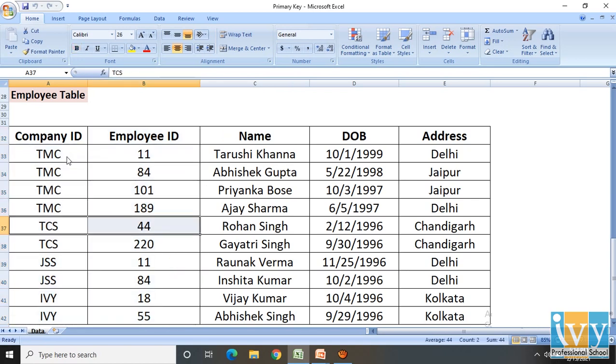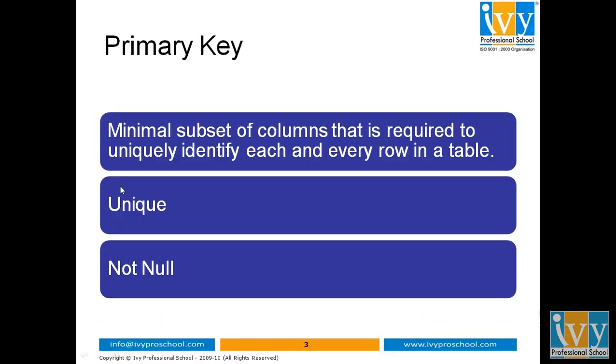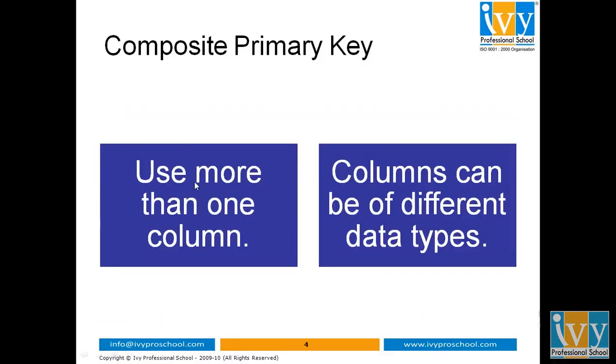Hence the combination of TCS and 11 is unique. The combination of TCS and 44 is unique. Hence company ID and employee ID together will make the composite primary key, which will help us to identify each and every row in this table uniquely. Now let's have a quick look at what a composite primary key is. It uses more than one column, we just saw it, and the columns can be of different data types as well.